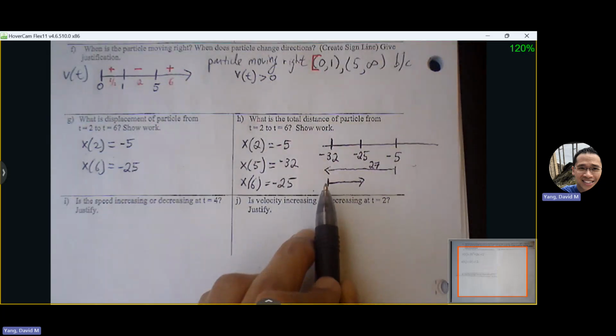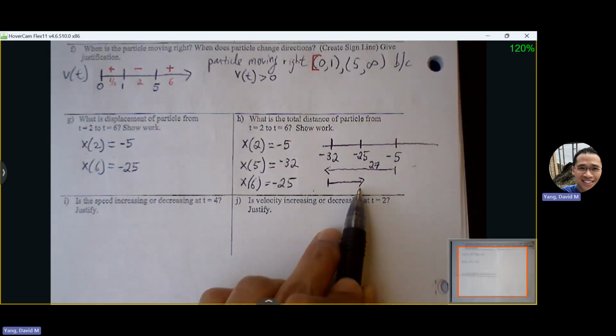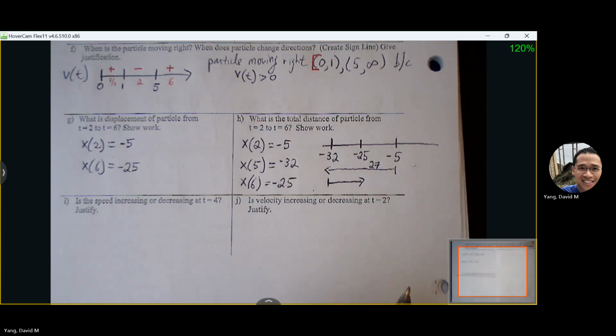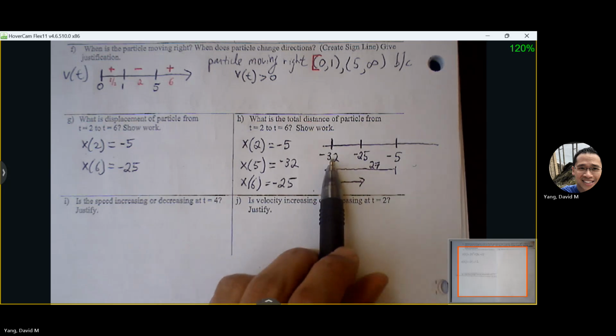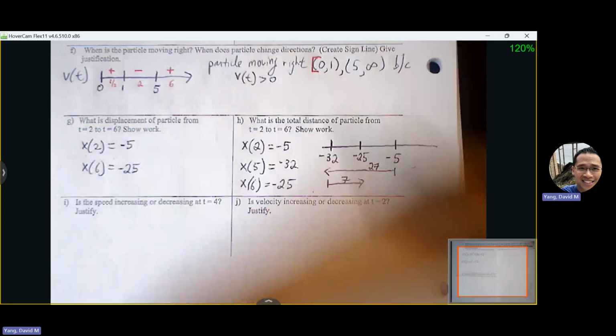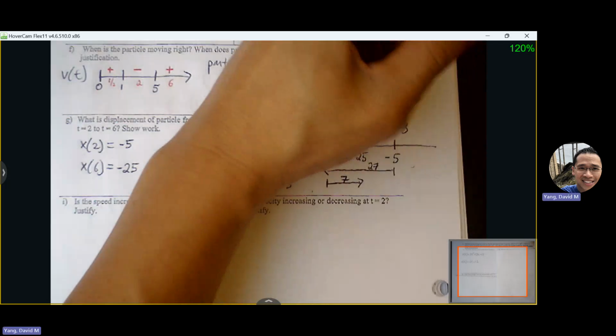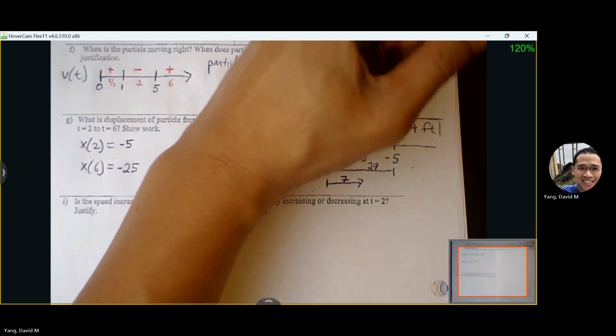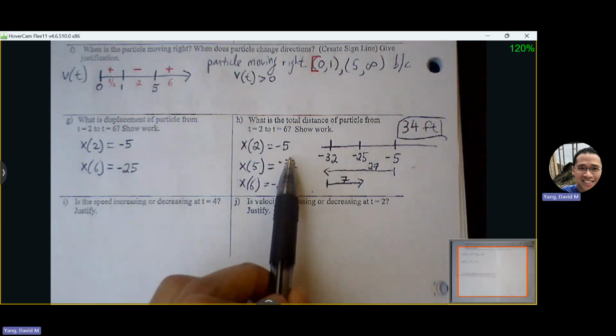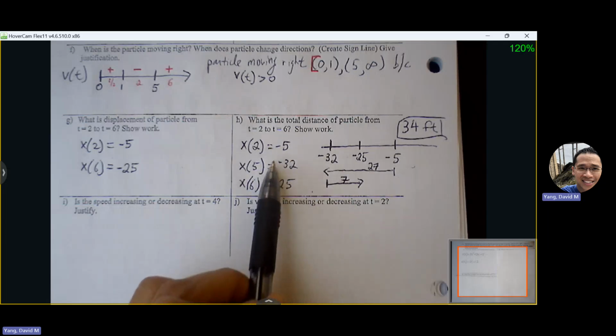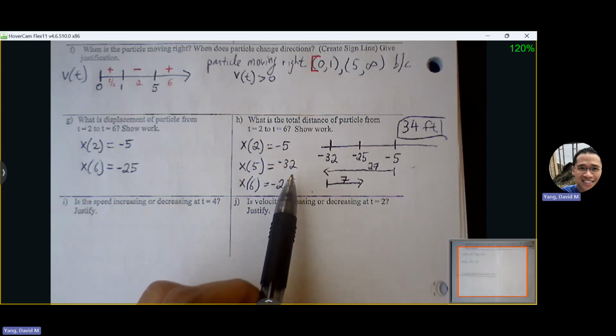And then how many steps will you take from -32 back to -25? Seven. So how many steps have you taken in total? 34. 34 feet. That's your total distance. Some students want to add these numbers together, but that doesn't make sense, right? Because we can't take negative steps.